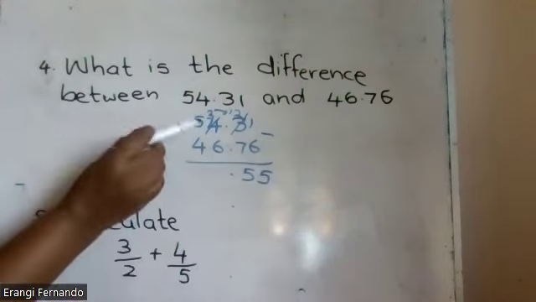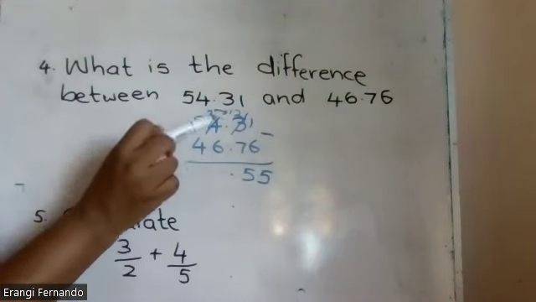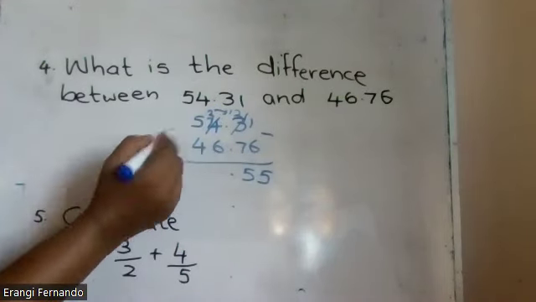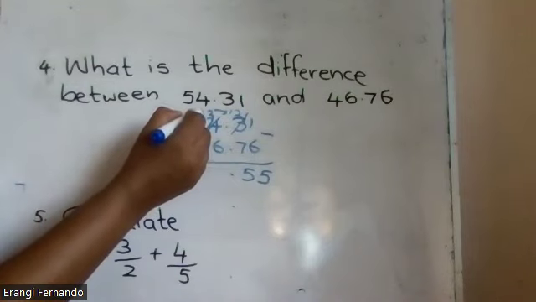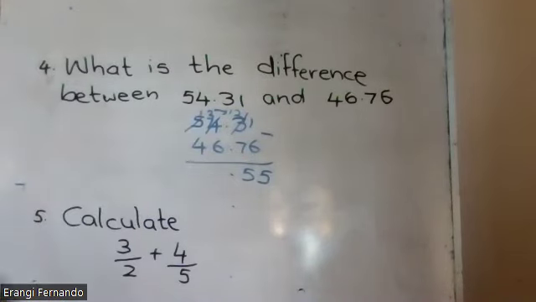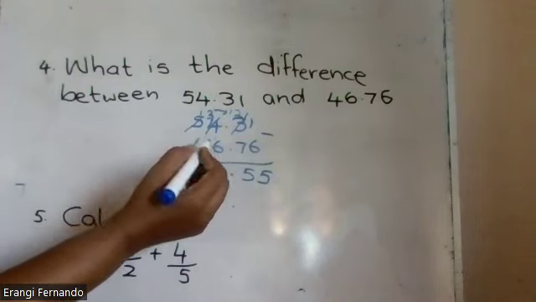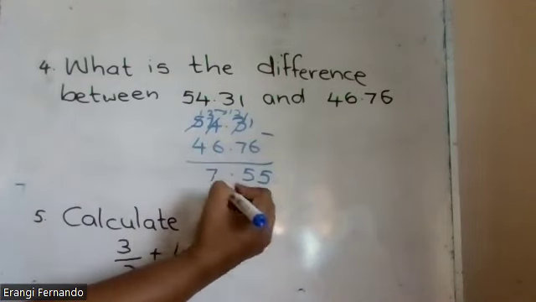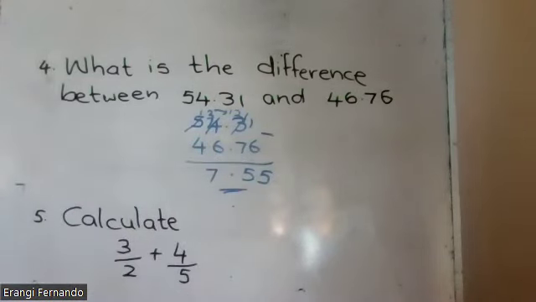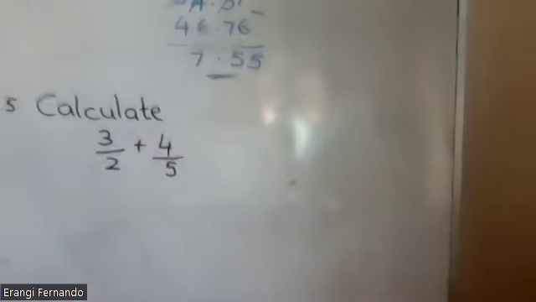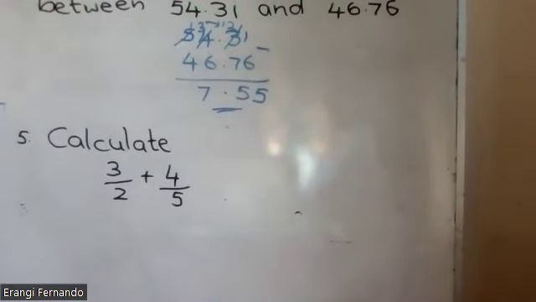Now here the value is 3. From 3, you cannot subtract 6. You need to borrow from here. Then here 13. From 13, when you subtract 6, it's 7. The answer is 7.55.